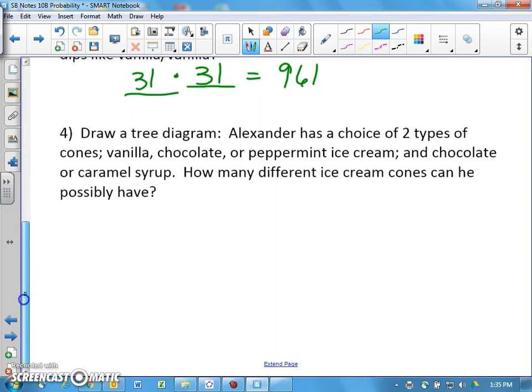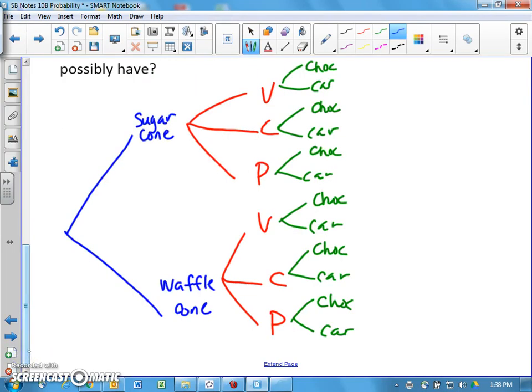So let's look at here. This one wants us to draw a tree diagram. We have 2 types of cones, vanilla and chocolate, or peppermint ice cream, so 3 types of ice cream, and chocolate or caramel syrup. So it's going to be very similar to the one that I did before, but I want you to stop the video and draw a tree diagram. Hopefully your tree diagram looks something like this.